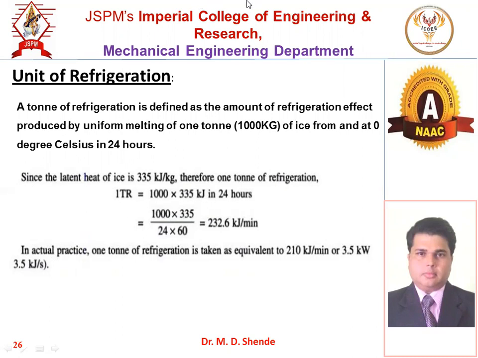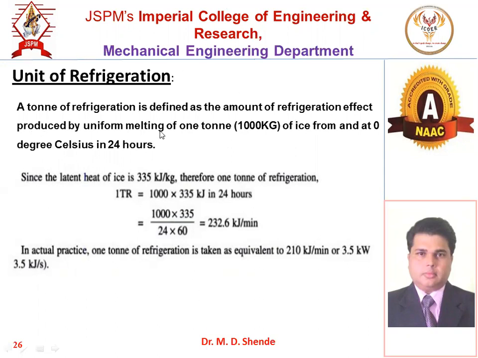Ton of refrigeration is defined as the amount of refrigeration effect produced by uniform melting of 1 ton, 1 ton means 1000 kg of ice, from and at 0 degrees Celsius in 24 hours. Okay, so this is the definition, but have you understood what is meant by this 1 ton?